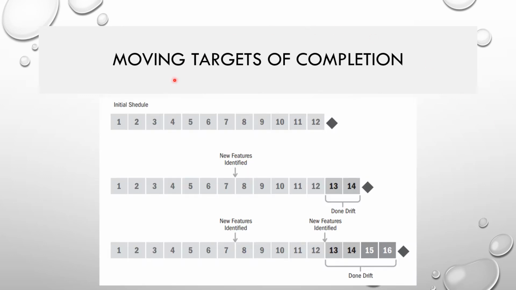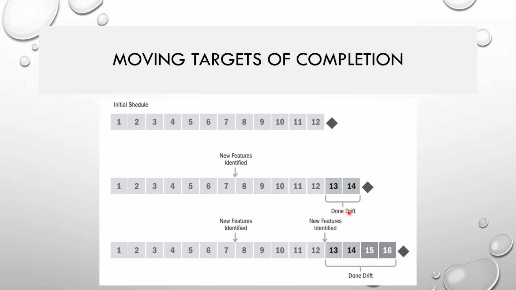And the moving targets of completion of delivery. What do we mean by moving targets? Let's say this is the initial schedule for 12 months, and you identify some new features in the month of 7 and 8, and that requires an additional 2 months of work.